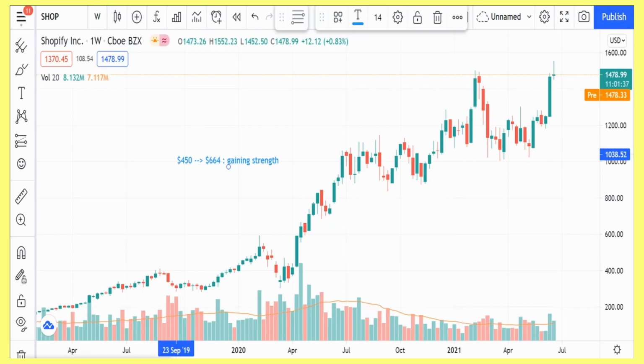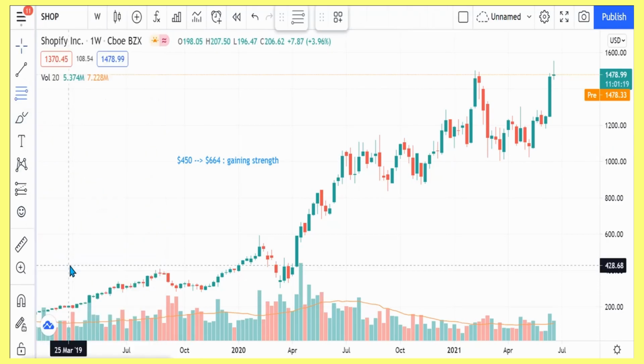The next thing we're going to look at is the power. You know, a bodybuilder is quite strong, but does he have enough power to lift 200 kg? No. So that's the next thing we want to look at, whether this particular chart has got enough power. To do that, we need this Fibonacci retracement.